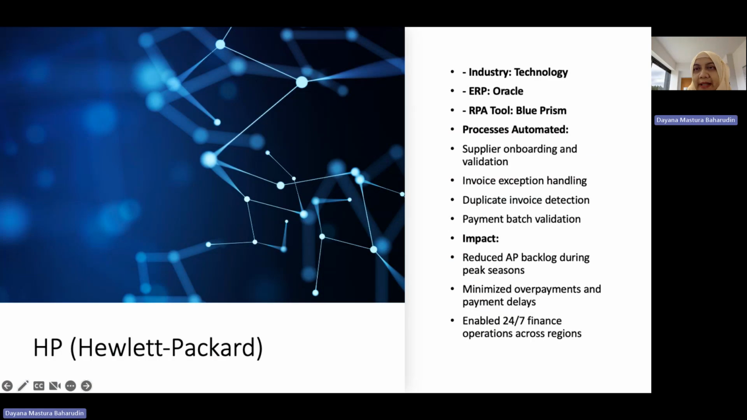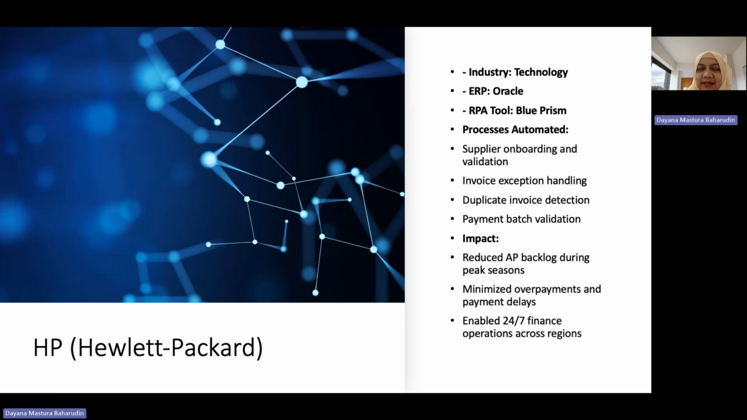Next is HP, Hewlett Packard. The industry is technology. ERP is Oracle. Okay, it's not SAP, it's Oracle. RPA tool is Blue Prism. Process automated: supplier onboarding and validation, invoice exception handling, duplicate invoice detection, payment batch validation.